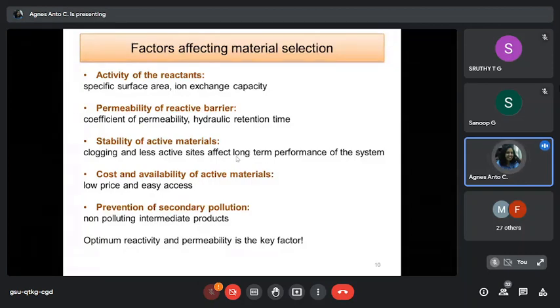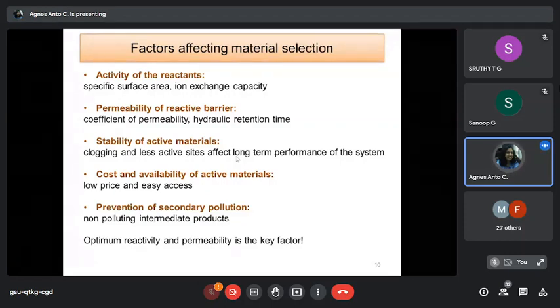Suppose it is stable enough for a couple of years, then yes, this material can be thought of as a PRB material. So stability is a very important factor from the economic point of view. Next is cost and availability of active materials, whether you easily get the material and whether it is in affordable price ranges. Next is prevention of secondary pollution.